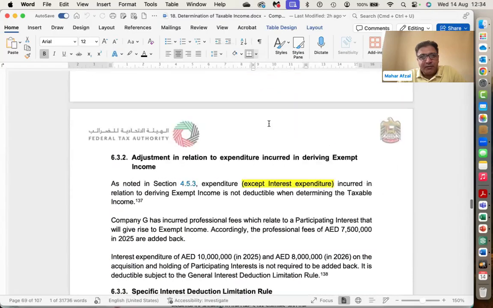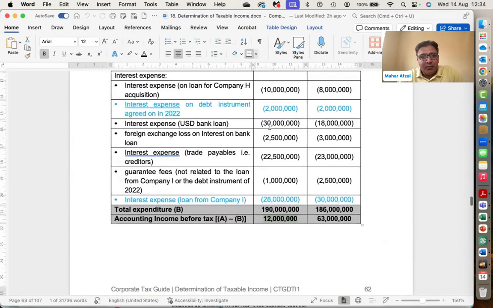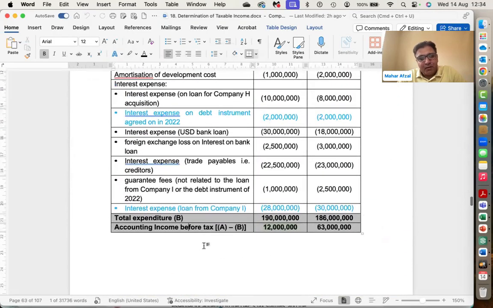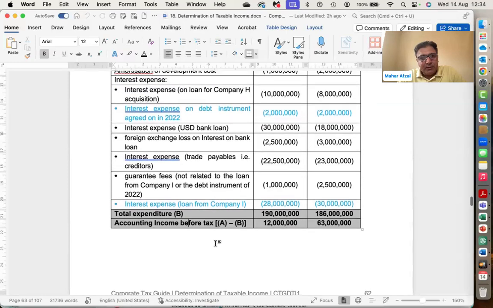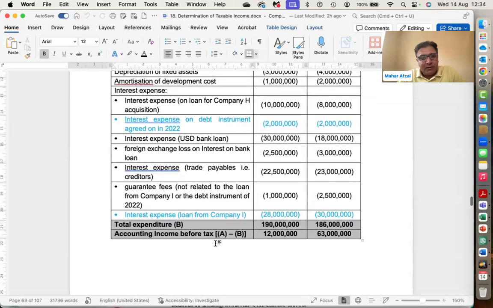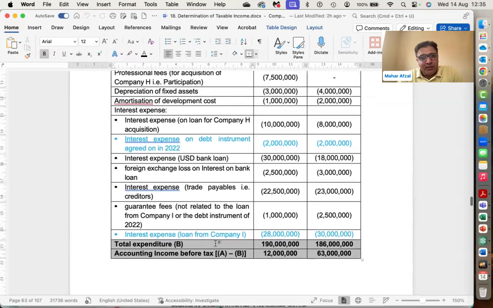So surprising that I'm not able to go through this. 12 million, 28 million, 12 million. This interest expense from the company should be added back. Yes. Then this should be added back, added back.